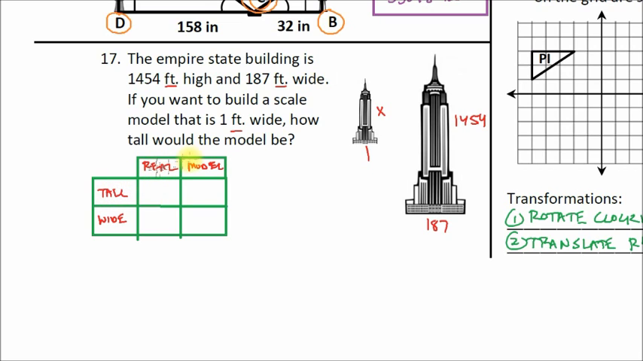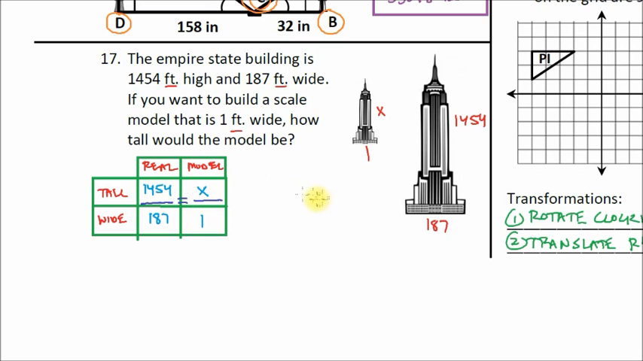Well, the height of the real building is 1,454. The width is 187. The height of the model, I don't know. That's what I want to know. The width of the model is 1. Now watch what I'm going to do here. I'm just going to go ahead and turn this into a proportion.